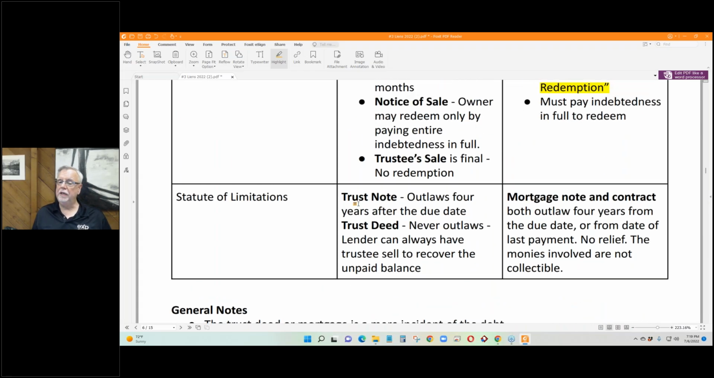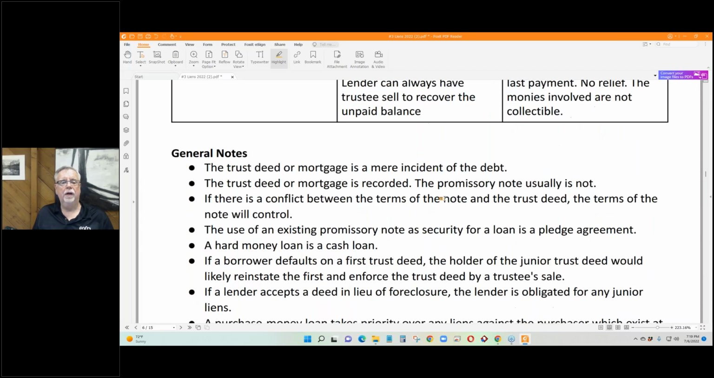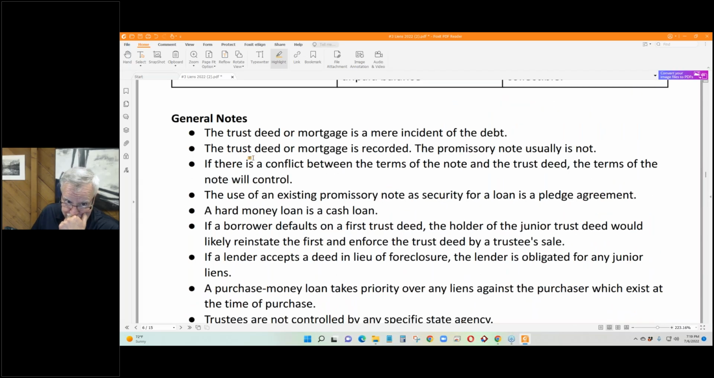And the statute of limitations, a trust deed, a trust note outlaws, but this is a common question on the state exam. The trust deed does not have a statute of limitations because it's a deed, but a mortgage is a contract and they outlaw 4 years from the due date. I'd just like to know. General notes. The trust deed or mortgage is a mere incident of the debt. This is just an annoying question that's been on the state exam.